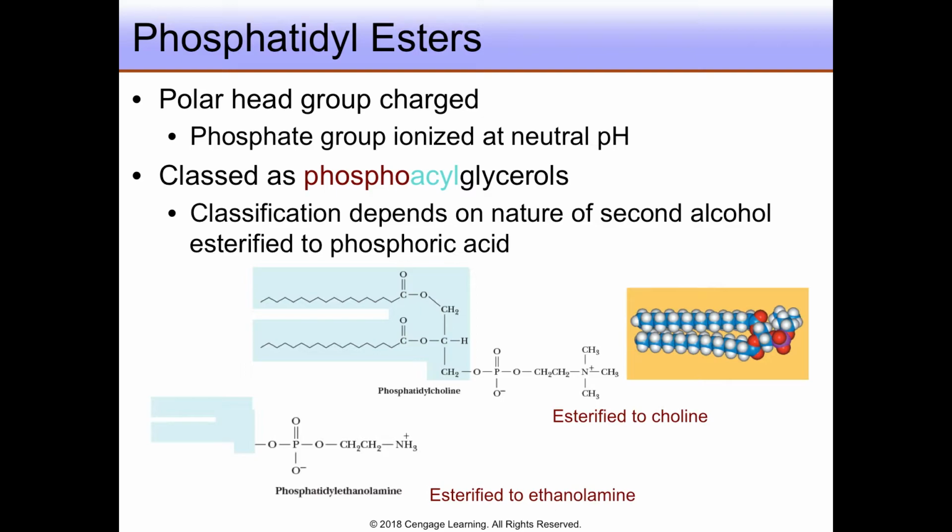Phosphatidyl esters often carry a charge on the head group, esterified to the phosphate group. The phosphate group itself carries a negative charge. As you can see from the structure of phosphatidylcholine shown below, the negative charge on the phosphate is neutralized by the positive charge on the choline head group. Please note, however, that though the net charge is neutral, the head group is still polar. Classification of phosphatidyl esters is based on the nature of the head group, as in the example shown here.